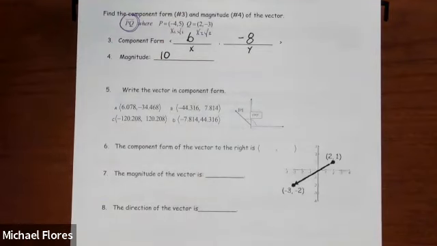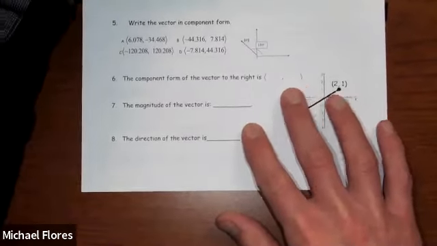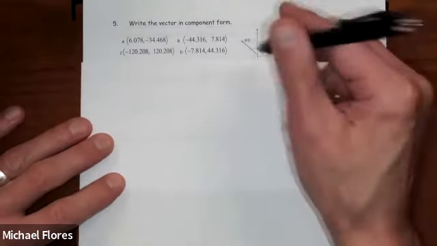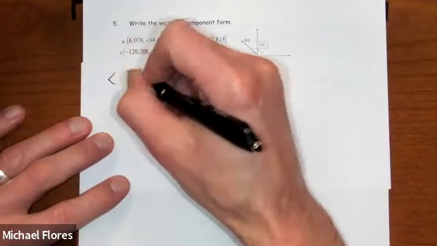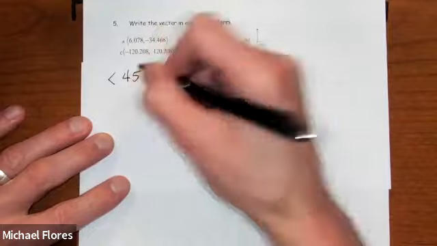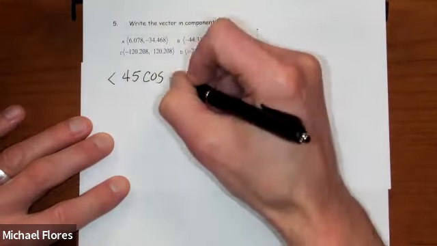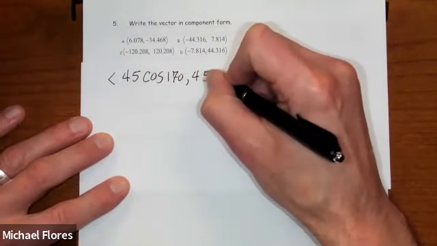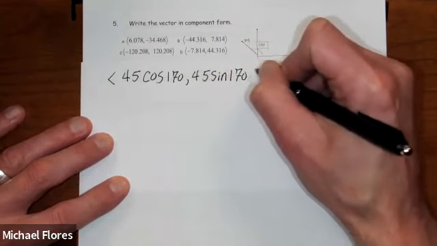Let's move to example 5. Write the vector in component form. That right there, that's our magnitude of 45. So we would start with 45 cosine and then our angle of 170. And then 45 sine 170.